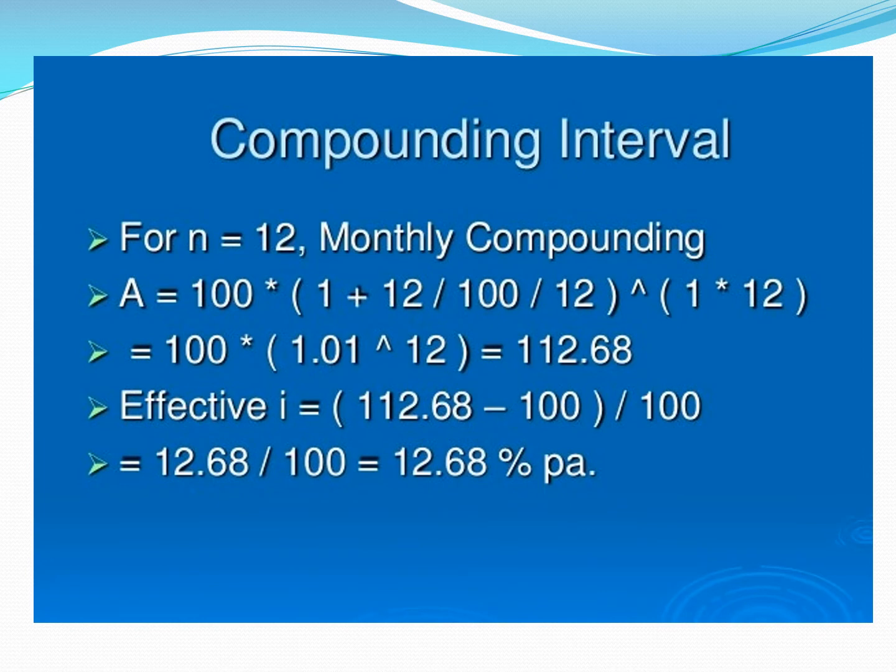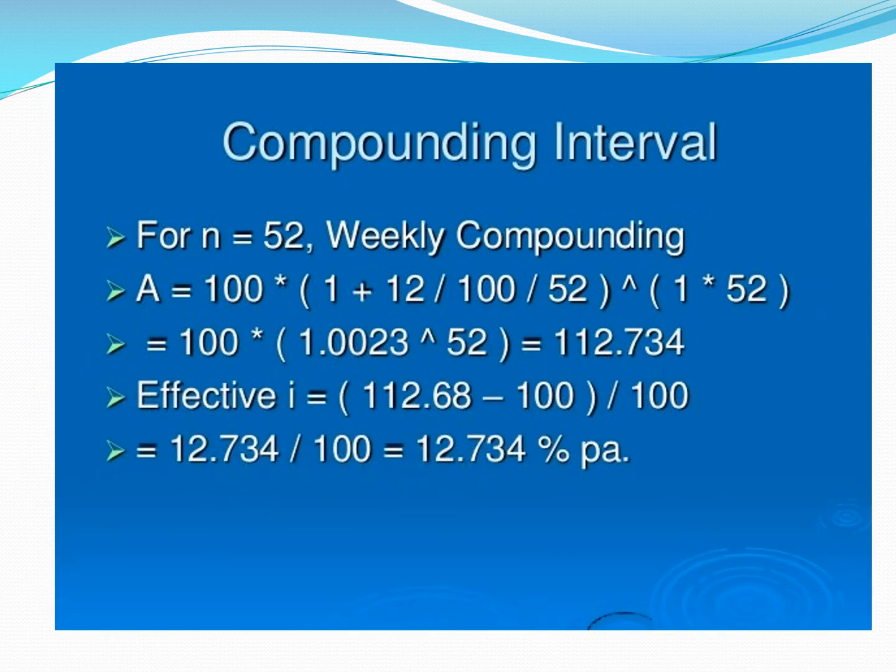If n equals 12, it means monthly basis. Therefore, the interest is compounded monthly. The amount is 100 into (1 plus 12 by 100 by 12) to the power of 1 into 12. Therefore, 100 into 1.01 to the power of 12 equals rupees 112.68. The effective rate of interest is 112.68 minus 100, the interest, divided by 100. Lastly, we get 12.68% per annum.